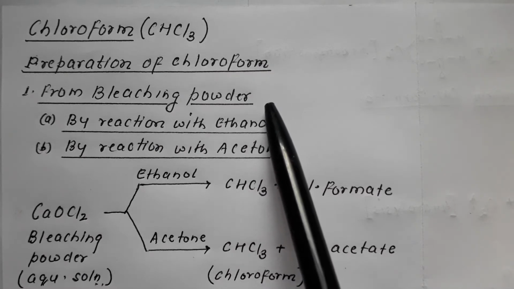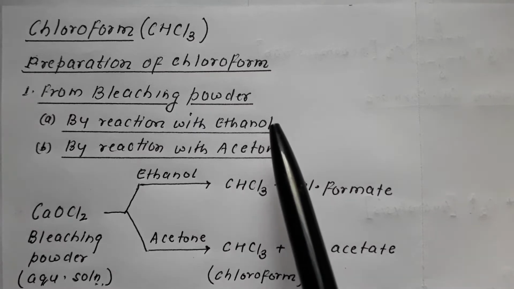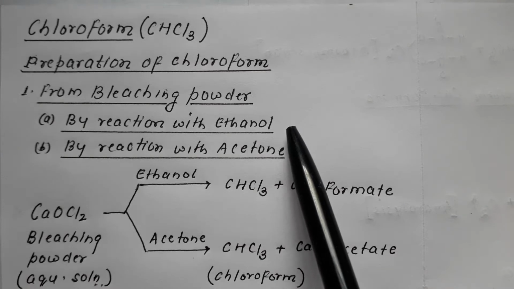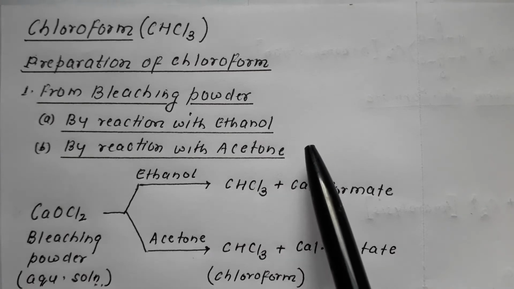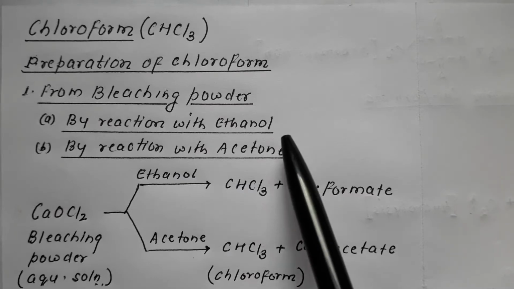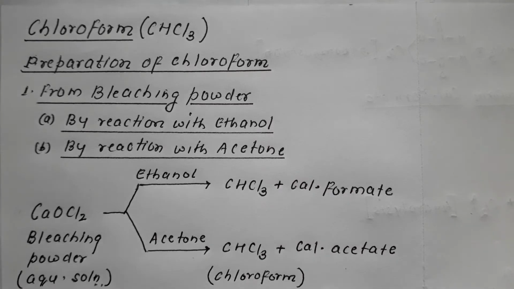How can bleaching powder be converted into chloroform? There are two possibilities. One, by reaction with ethanol. Two, by reaction with acetone. So bleaching powder may be converted into chloroform A, by reaction with ethanol, B, by reaction with acetone.